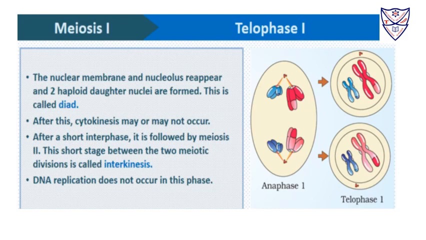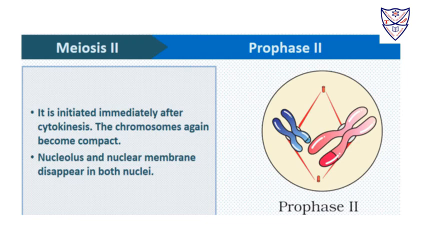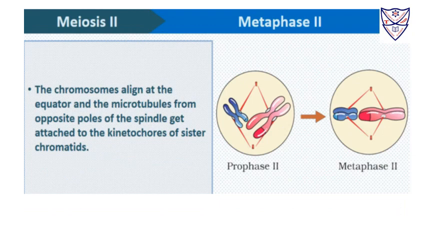Then we again have meiosis II, which is similar to mitosis. It has four phases: prophase II, metaphase II, anaphase II, and telophase II. Prophase 2 is initiated immediately after cytokinesis. Here the chromosomes again become compact, and the nucleolus and nuclear membrane disappear in both nuclei. Then we have metaphase 2. Here the chromosomes align at the equator and the microtubules from opposite poles of the spindle attach to the kinetochores of the sister chromatids.